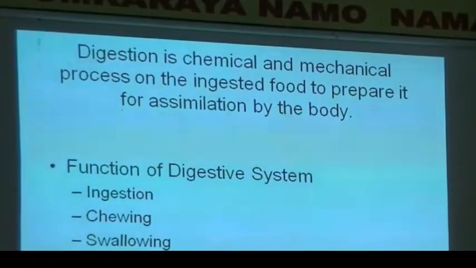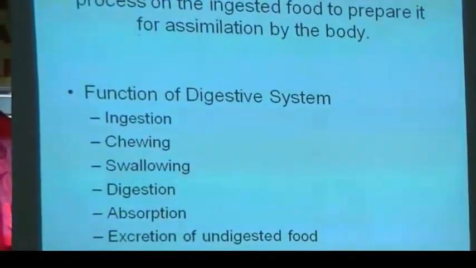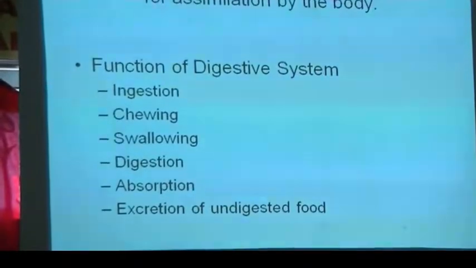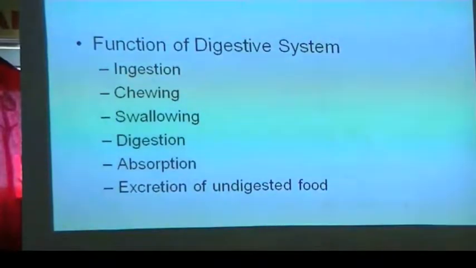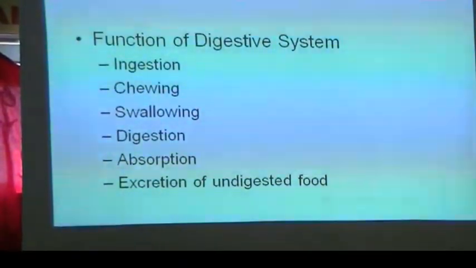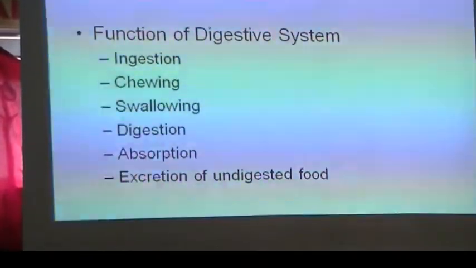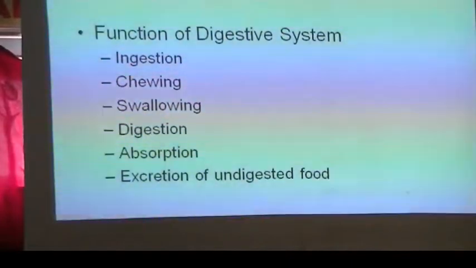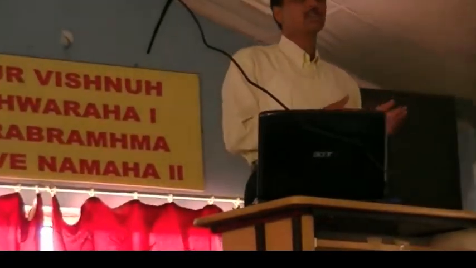Break down the food into smaller particles, and after breaking down the food into smaller particles, then we swallow the food. It enters the stomach. After it enters the stomach, the process of digestion is carried out, so that the food is afterwards absorbed in our blood, in our circulatory system, and this absorption takes place in the small and the large intestine. In the end, the unwanted food, the undigested food, or the food which has not been absorbed in our body, would be thrown out of the body, the process of excretion.